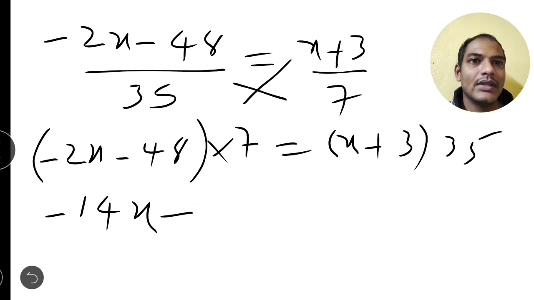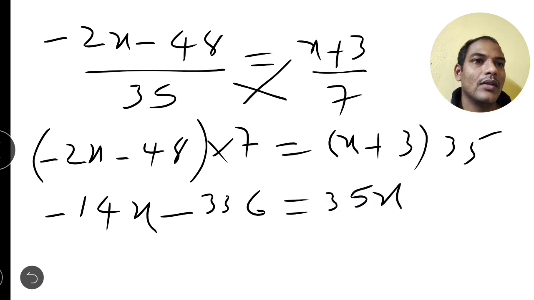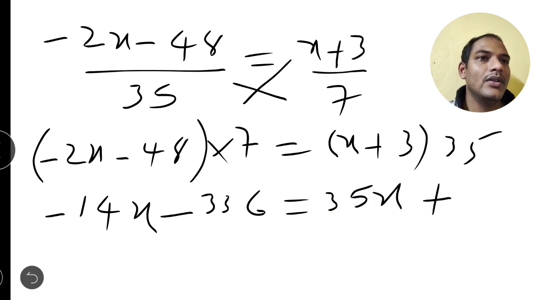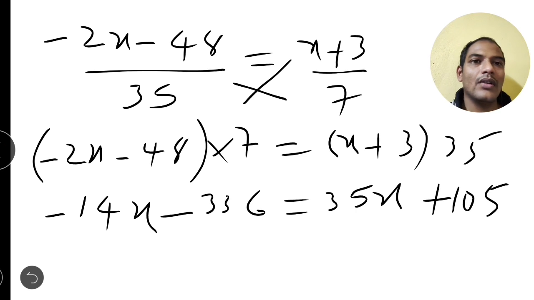So minus 7 8s are 56, 5 carry, 7 4s are 28, 28 plus 5 is 33, equals x into 35, 35x plus 35 into 3: 5 3s are 15, 1 carry, 3 3s are 9 plus 1 is 10, 105.